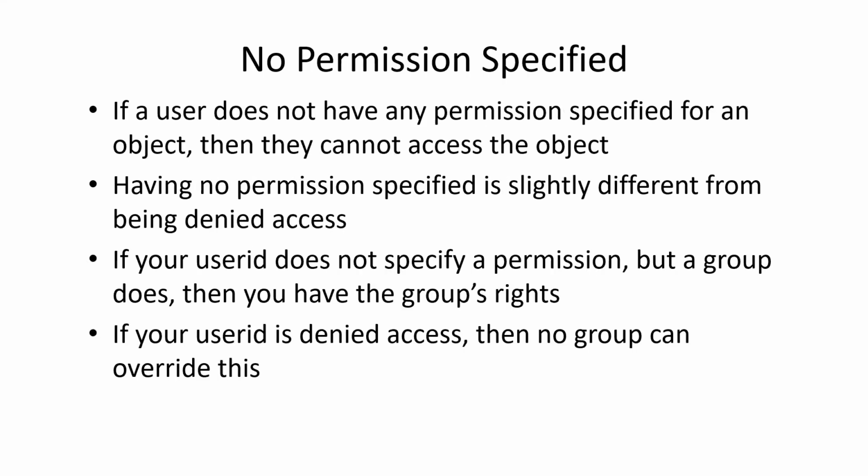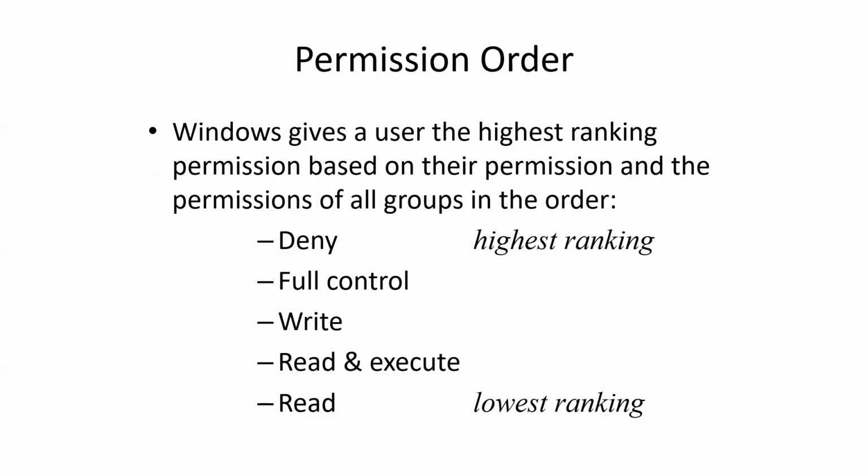If somebody does not have permission for an object, usually files, we're talking about files, then they can't access it, unless they also belong to a group that does give them permission to access, then they can. But if you're denied access, that's different than not specifying. If the order hasn't said anything about whether you can or can't access it, then you can't. But if they said, no, you may not access it, then you can't.